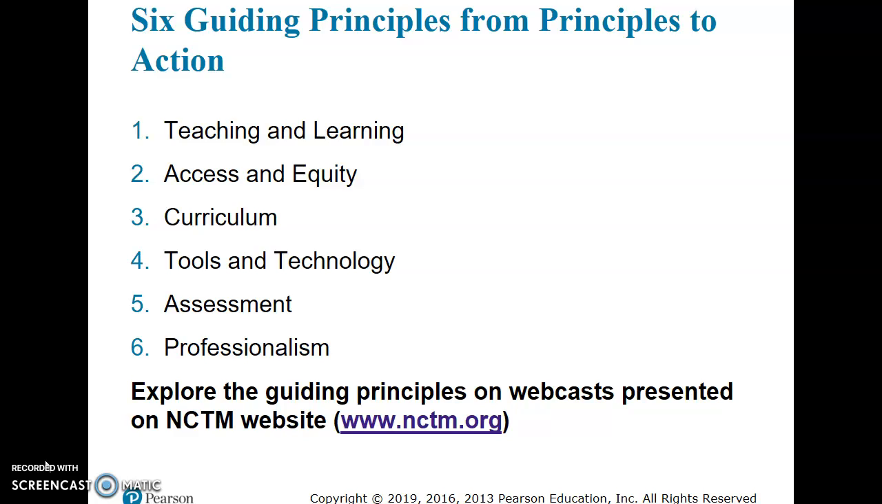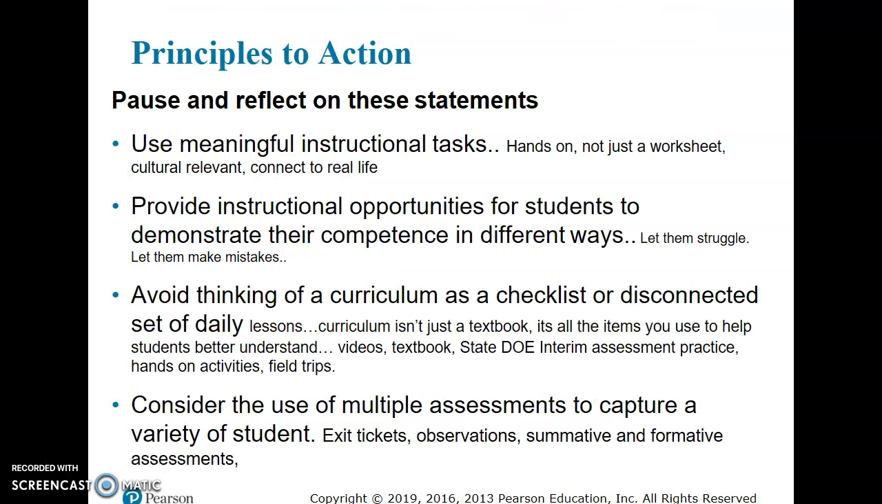And professionalism. Structure and time to reflect and analyze the instructional practices. Time to read these statements and think about them. Use meaningful instructional tasks. It could be what are you going to use for hands-on, not just worksheets every day. Make sure it's culturally relevant. Connect it to real life. Provide instructional opportunities for students to demonstrate their competency in different ways. Let them struggle. Let them make the mistakes, because they need to learn to overcome adversity.